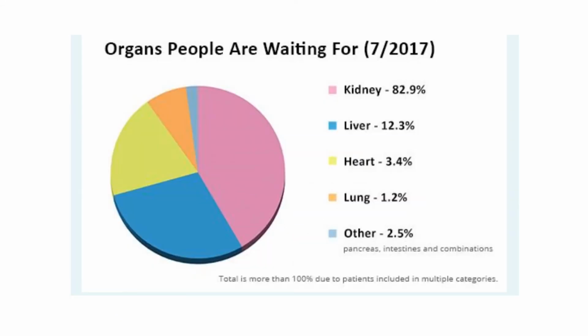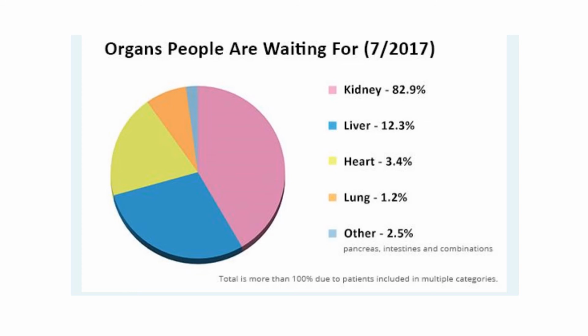Now the numbers are right, but the graph looks a little off to me because 82% would be a much bigger piece of that pie. So ignore the pie, all right? I took this right from UNOS, but their graph is definitely off.